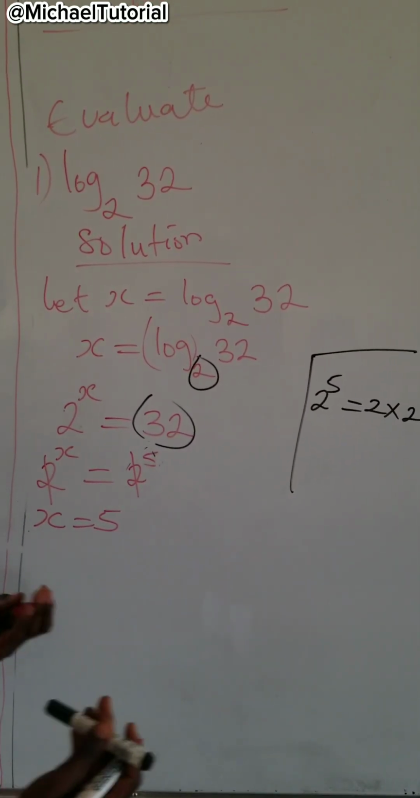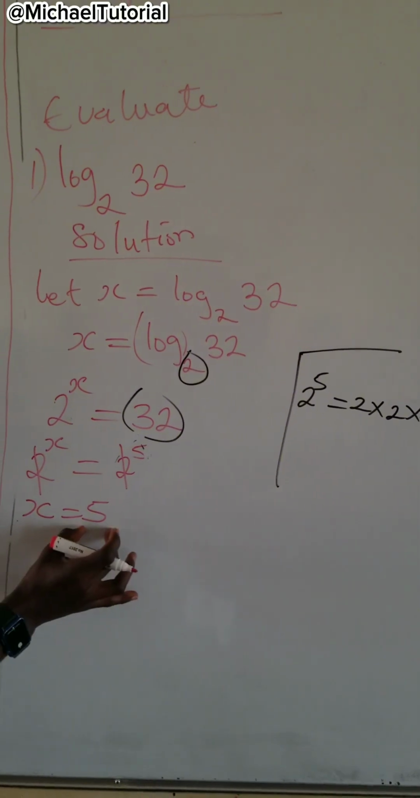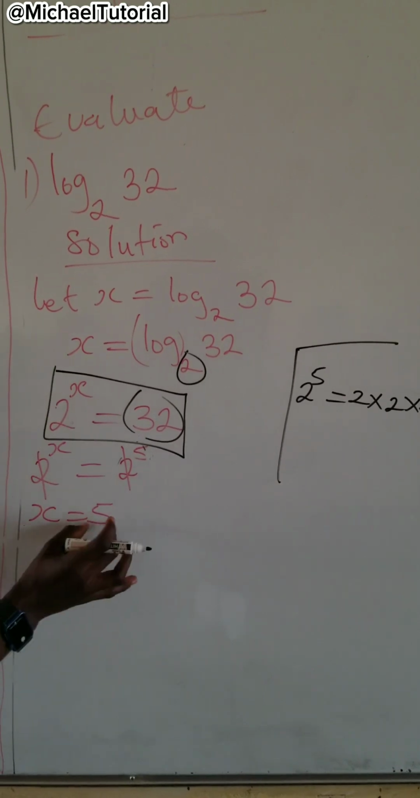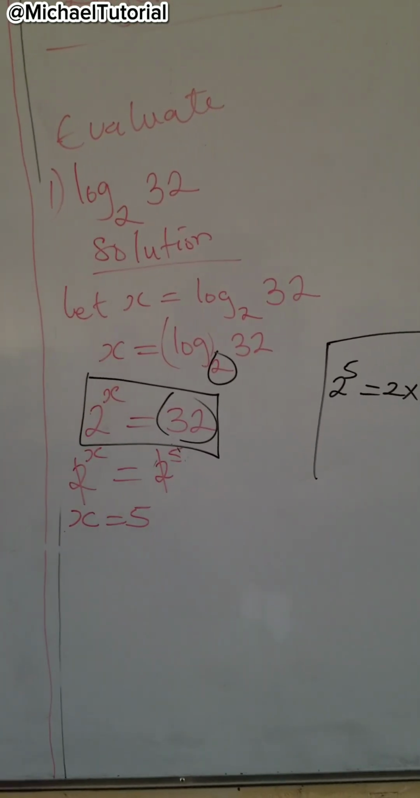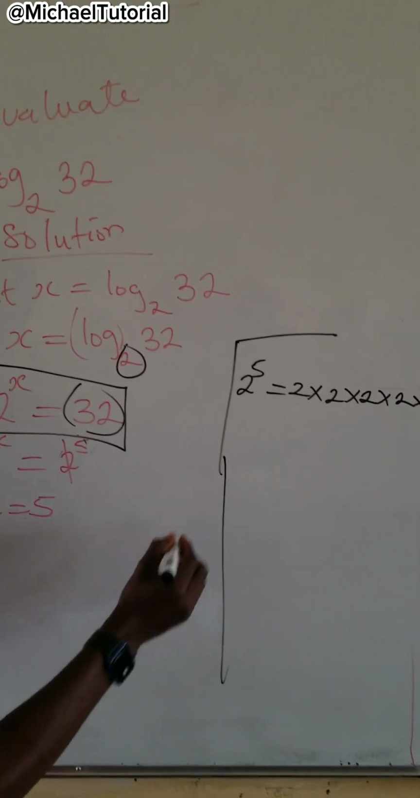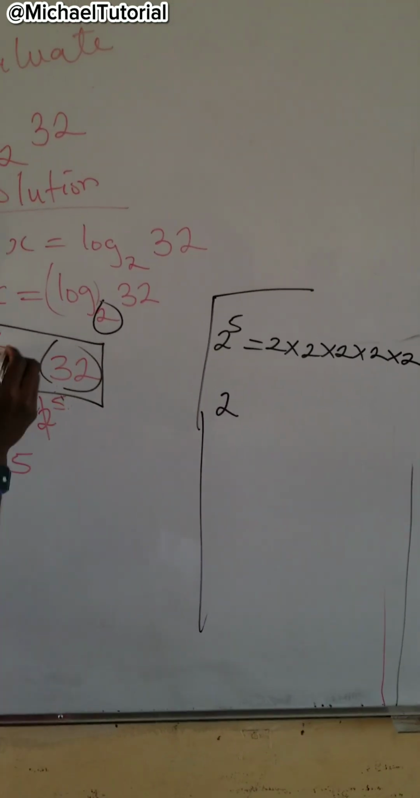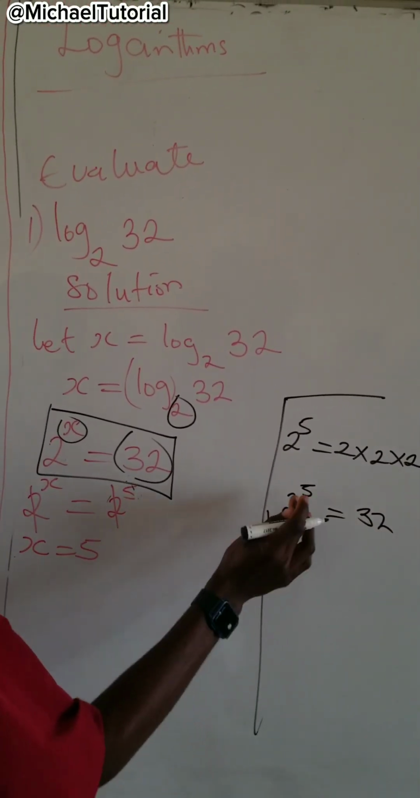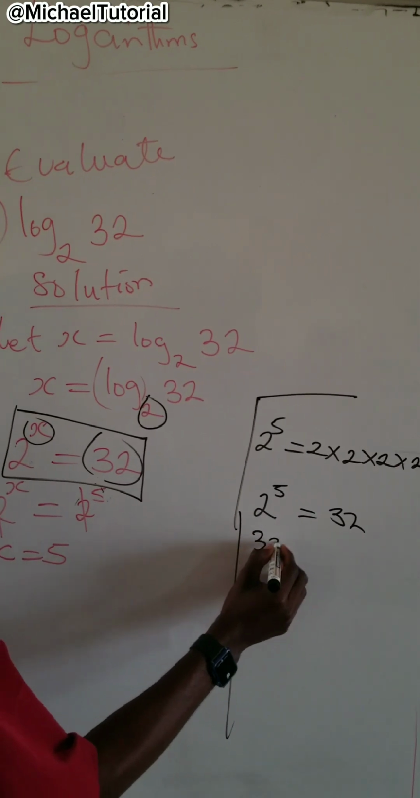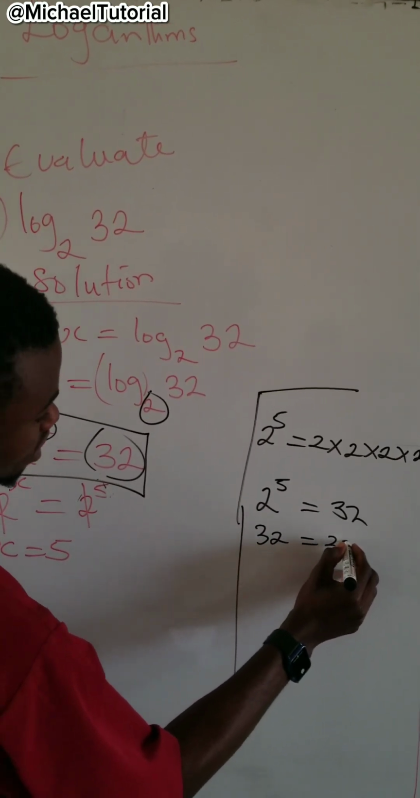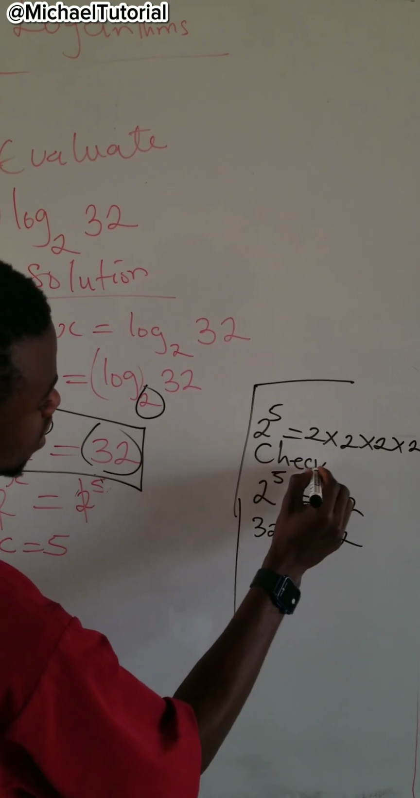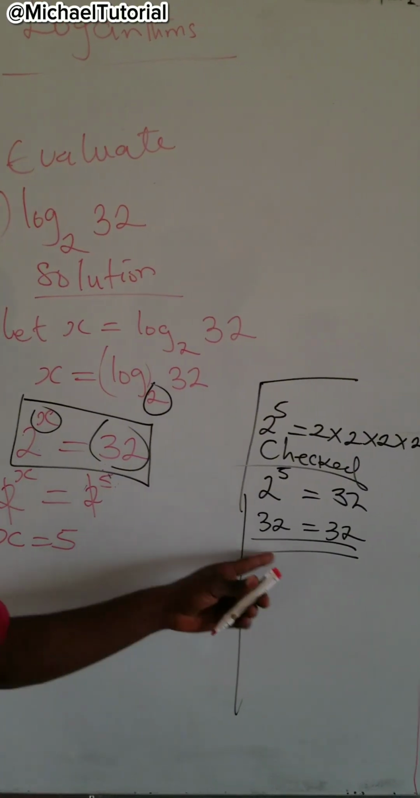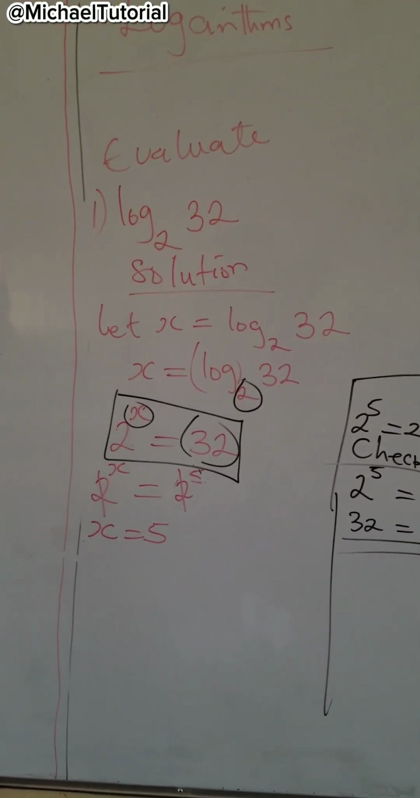So let us see if we are right, by substituting 5 in place of x in this step. Let us try it here on our rough sheet. We have 2 to the power of x, now it will be 2 to the power of 5 is equal to 32. 2 to the power of 5 will give us 32, which is equal to 32. This is your checked work. Since this side is equal to this side, it means our solution is correct.